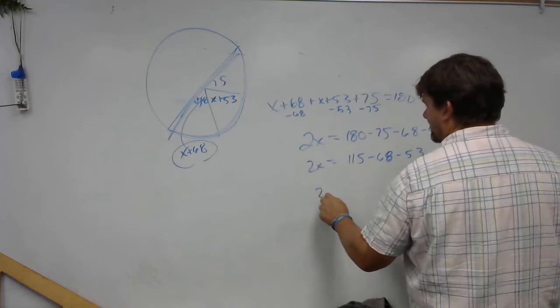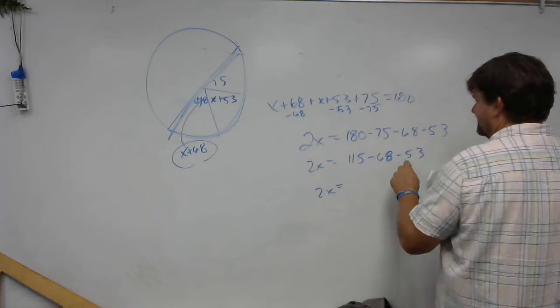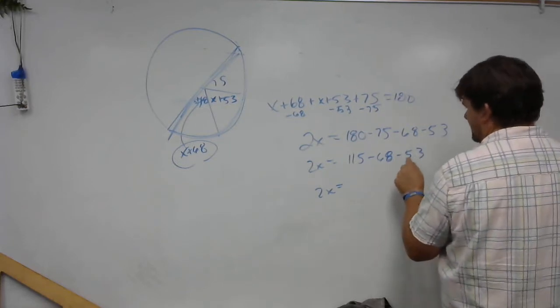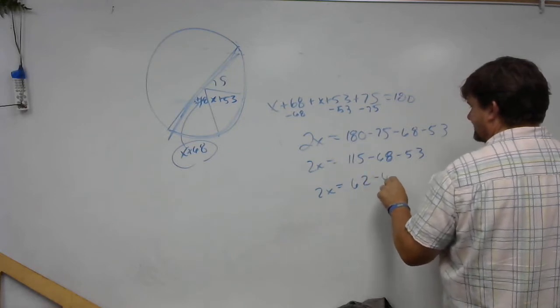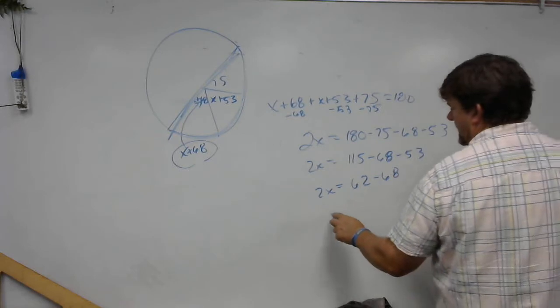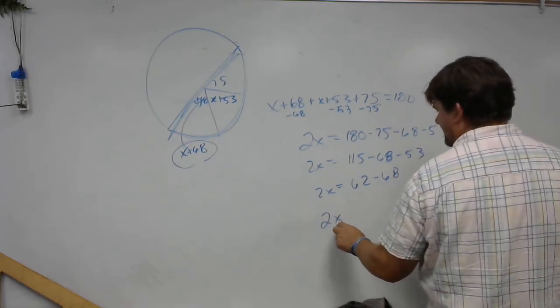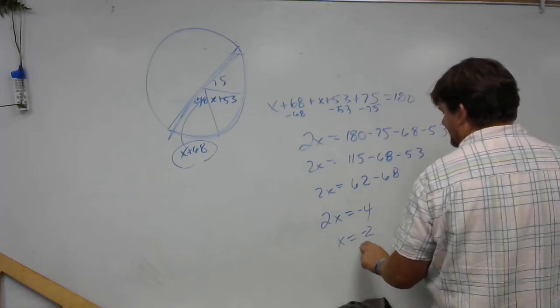Let's do the easier one. 2x equals, I'm going to subtract this one from this one. That's going to give me 62 minus 68. And then 2x equals negative 4. X equals negative 2. That's my answer.